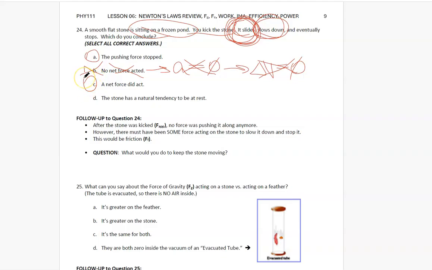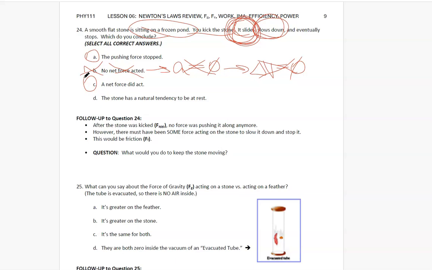That net force may have changed. The kick presented one net force, and then the friction changed that net force, and eventually the stone came to a stop. But there definitely was a net force acting on it, or we wouldn't see any change in motion.